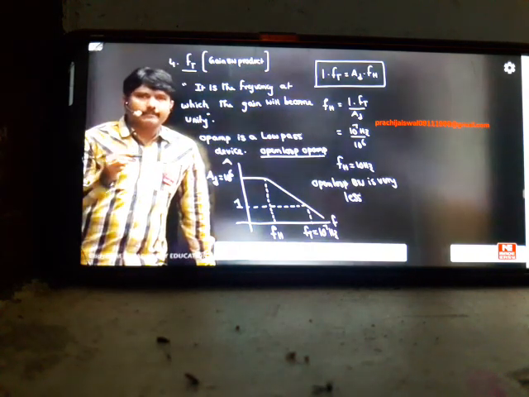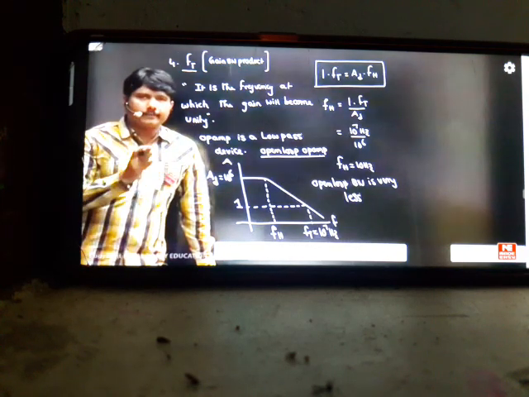So op-amps generally will have very less bandwidth. Because of very high gain, they will have less bandwidth. That is the principle I understood from this technique. So the gain bandwidth product is constant.